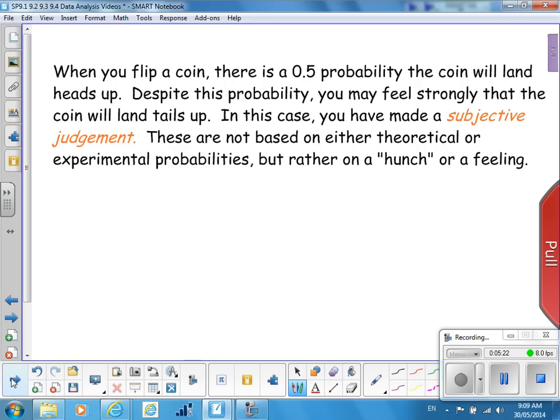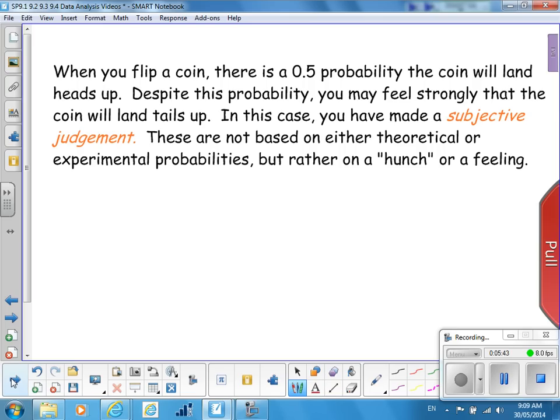When you flip a coin, there's a 0.5 probability that the coin will land heads up. Despite this probability, you may feel strongly that the coin will land tails up. In this case, you have made a subjective judgment. These are not based on either theoretical or experimental probabilities, but rather on a hunch or a feeling.